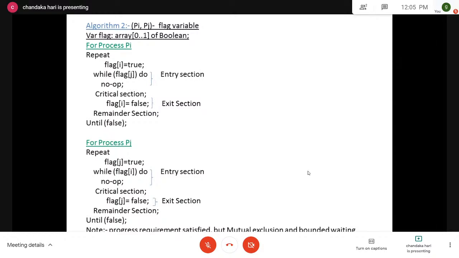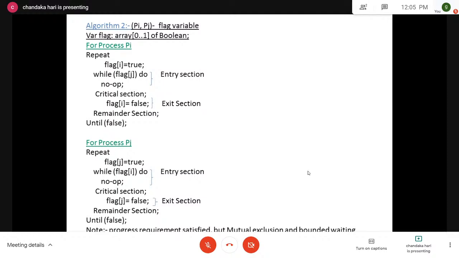What is it? In case you implement an algorithm like this, it may get stuck in an infinite loop. How? Let's take an example. There are two processes Pi and Pj, both running concurrently. At time T0, flag I is true. At time T1, flag J becomes true. Now at time T2, Pi checks whether flag J is true or not. Yes, flag J is true, so it is stuck in this loop.